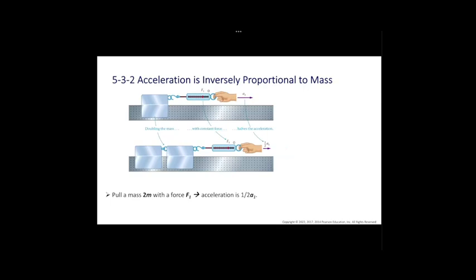Therefore, we can say that the acceleration is inversely proportional to the mass. So the greater the mass, the less the acceleration. And in symbolic form, we can write acceleration A is inversely proportional to mass M.